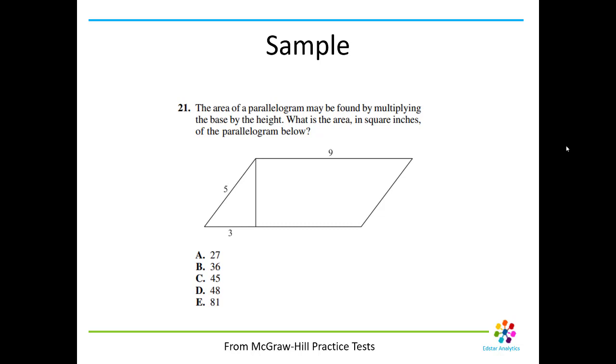9 plus B squared is 25. So B squared is 16. You can take it from there. 9 times the missing side of the triangle is 9 times 4, which is 36.